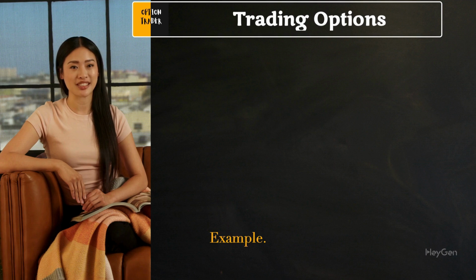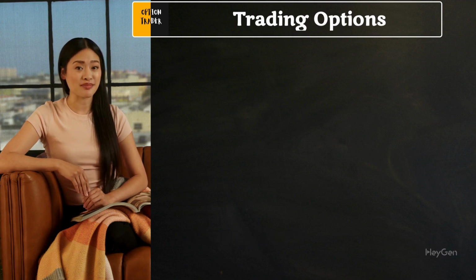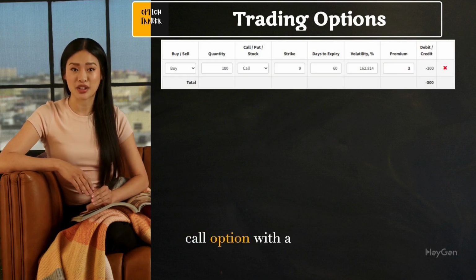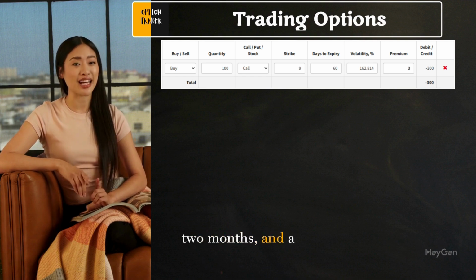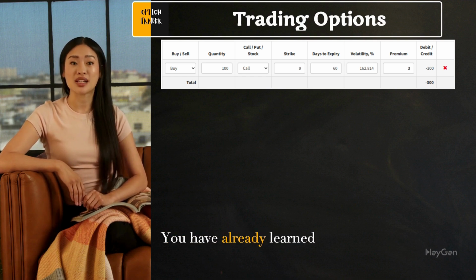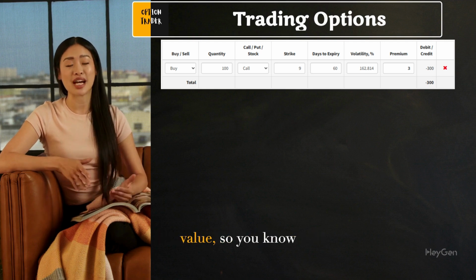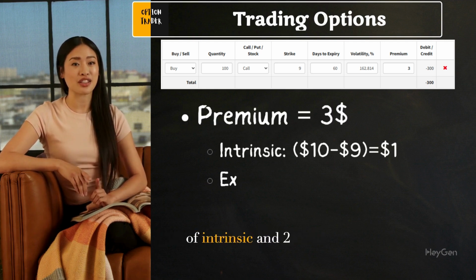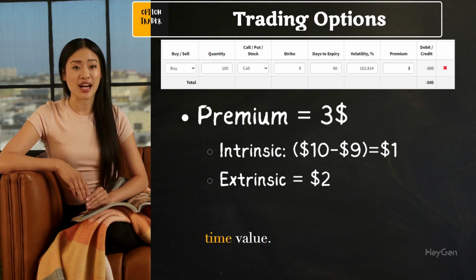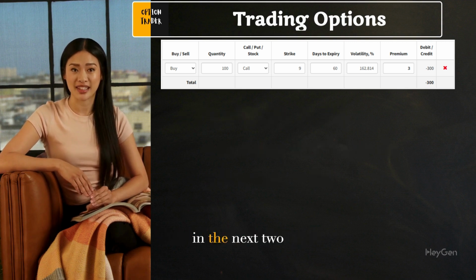Call option buyer example. Imagine ABC stock is trading at $10 per share. An investor buys one call option with a strike price of $9, an expiry date of 2 months, and a premium of $3. You have already learned about intrinsic and extrinsic value, so you know that the $3 premium includes $1 of intrinsic and $2 of extrinsic or time value. Three things could happen in the next 2 months.